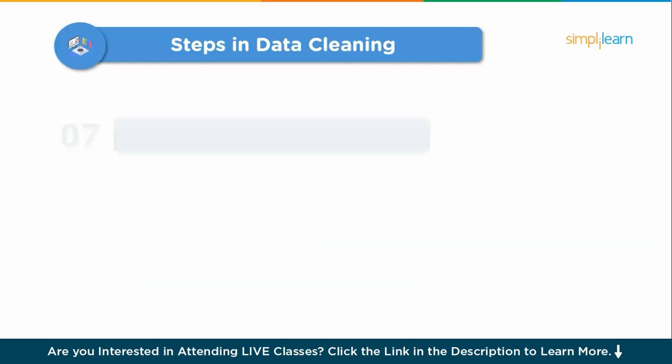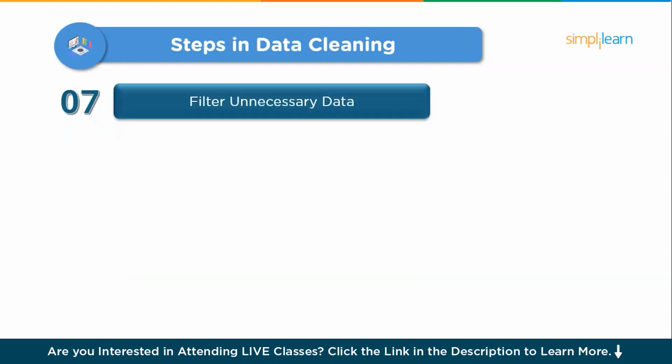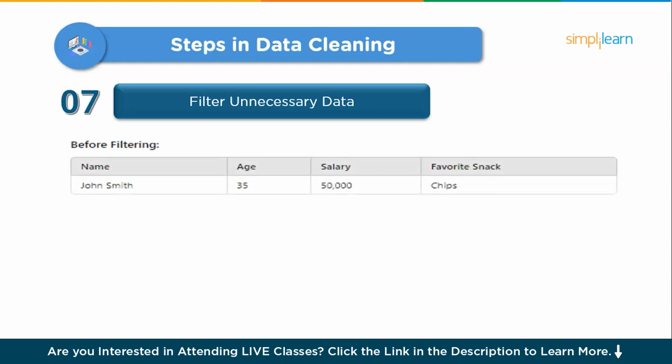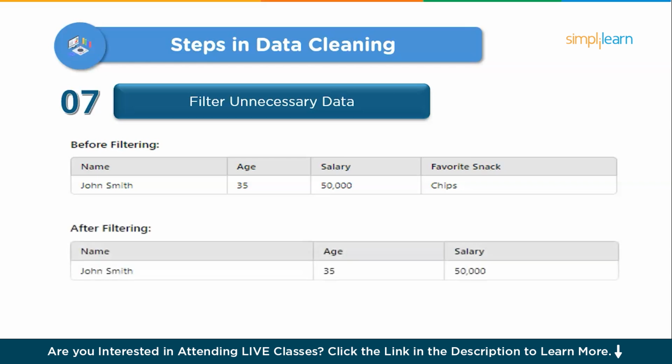Now moving on to the next step, that is filtering unnecessary data. You might find that some columns are not necessary for your analysis. For example, if you're analyzing the salary trends, you don't need the employee's favorite snack column if it is in your dataset. So we need to handle it and remove it for a better understanding.